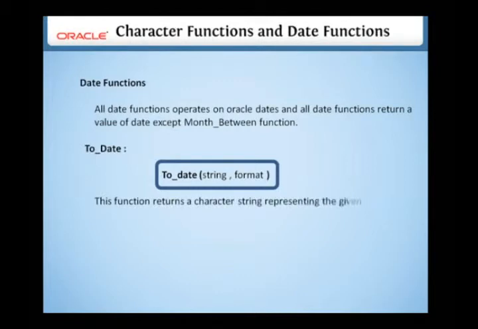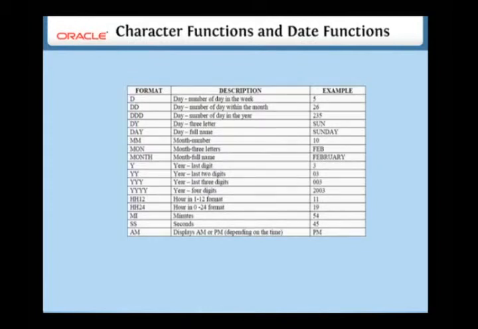This function returns a date for the given character string in the specified format. Here are the different formats. Now see this statement. Select TO_DATE(sysdate, 'dd-mon-yyyy') from dual. In this statement, we have used the TO_DATE function. This function will return the current date in the specified format. Here we have given the format as number of days in a month, month with 3 letters, and 4 digits of year. So this statement displays the date in this format.